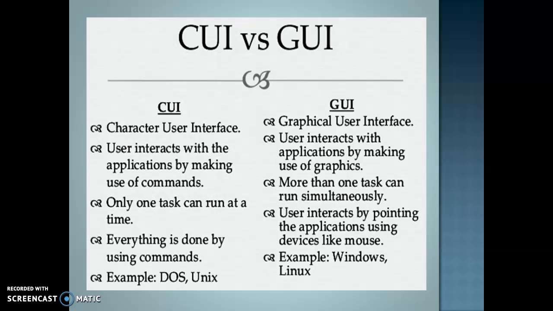In CUI, everything is done by using commands, whereas in GUI, the user interacts by pointing at the applications using devices like a mouse. Examples of CUI are DOS and Unix, and GUI examples are Windows and Linux. I hope it is clear to understand what is a user interface, about graphical user interface and command line interface or character user interface.